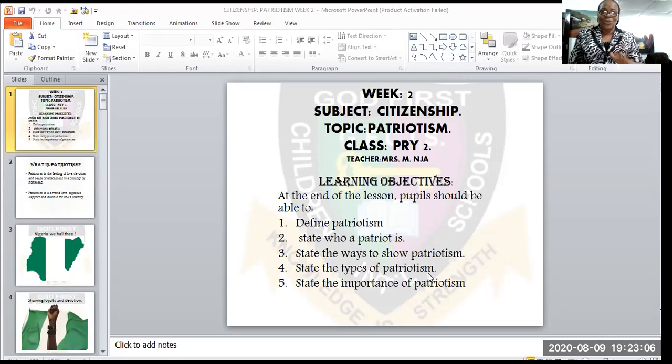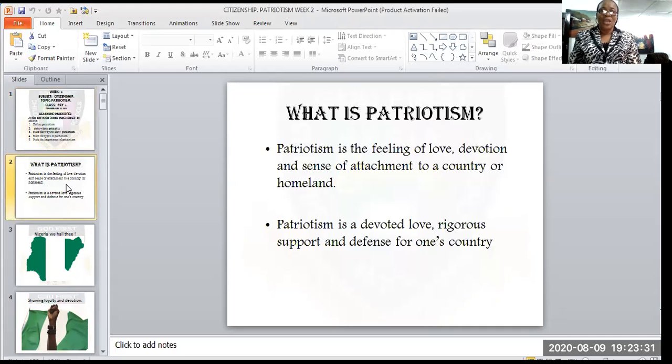Now we should also state the types of patriotism, the different types of patriotism, and then we should be able to state the importance of patriotism. Are we clear? Do we understand? Beautiful. Now we move on. We move on to say, what is patriotism?